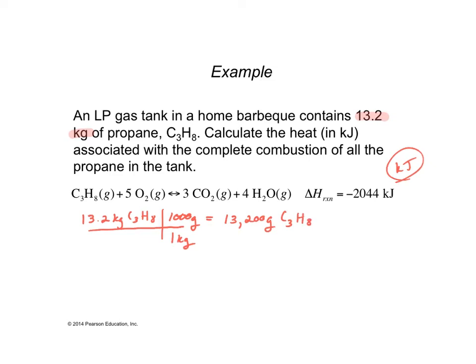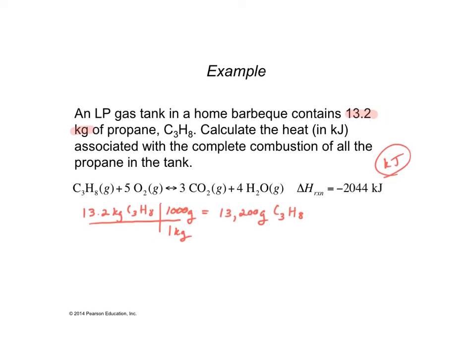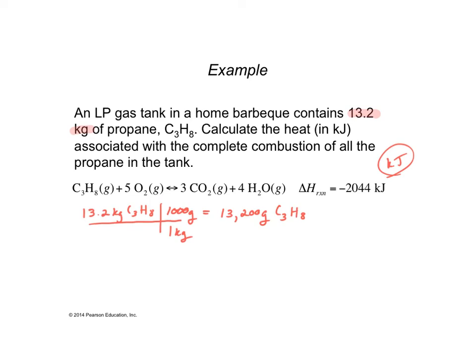Okay, so now I want to convert my grams of propane to moles of propane so that I can utilize the relationships that are inherent in the balanced chemical equation. How am I going to do that? I'm going to Google what? Not how much energy is released in this reaction, but instead the molar mass of propane, right? So the molar mass of propane is 44.09 grams for every mole.